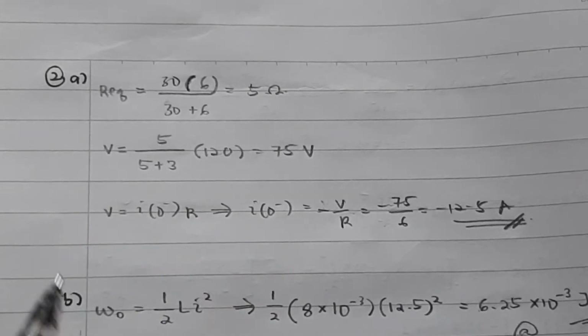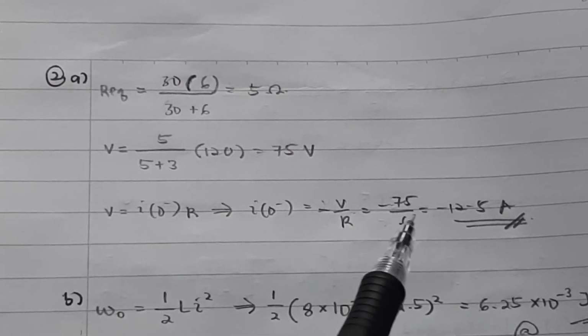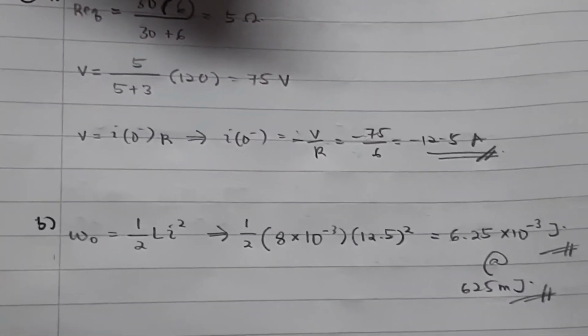Just after that, we can use Ohm's law to find the current. So we calculate and then we will get negative 12.5 ampere. That's for the first question. So move on to the next question.